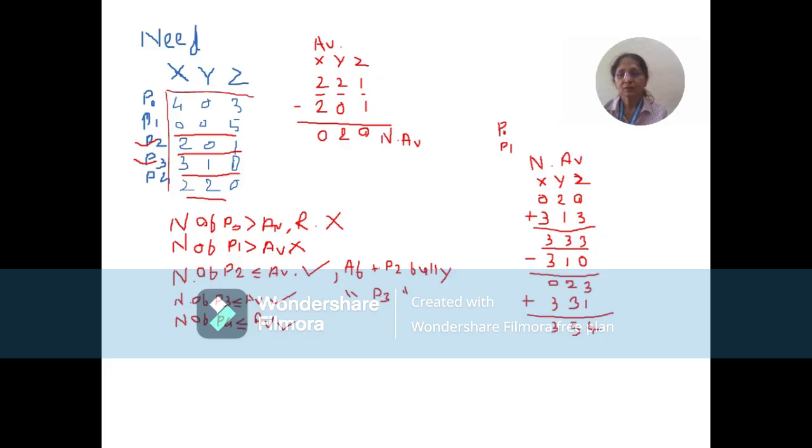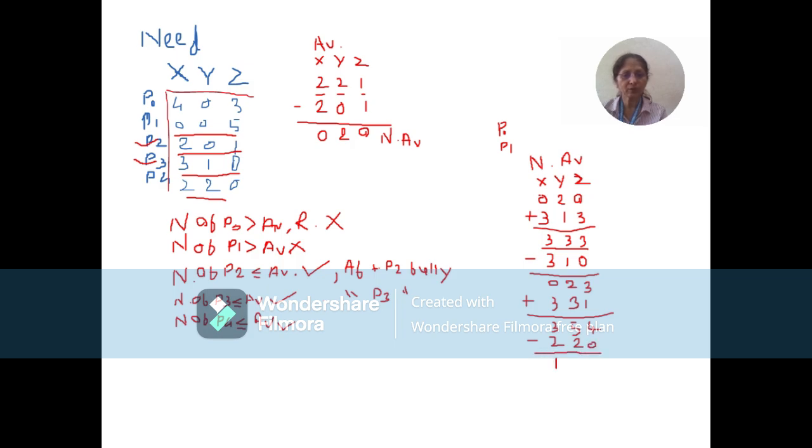Okay, fine. So now what is the new available? For P4, we have to subtract the need of P4 from the current available. So 354 minus 220, and that is what we are getting.